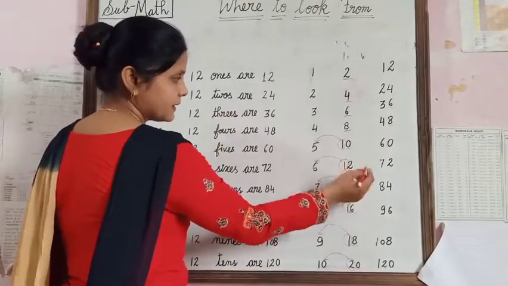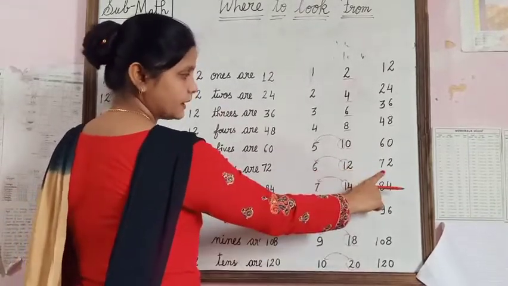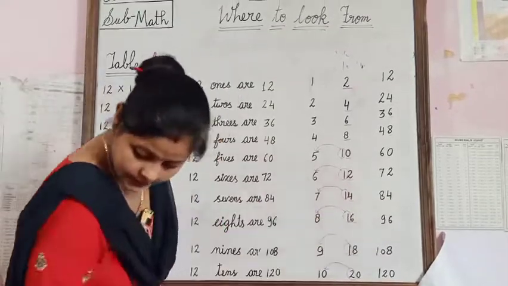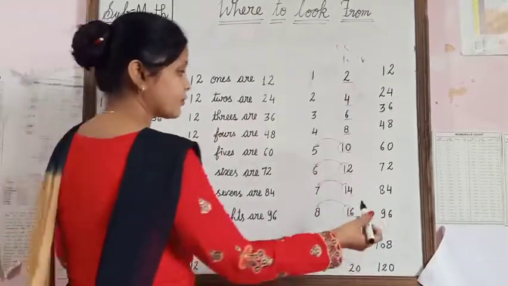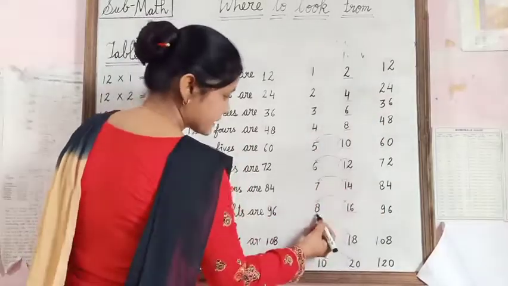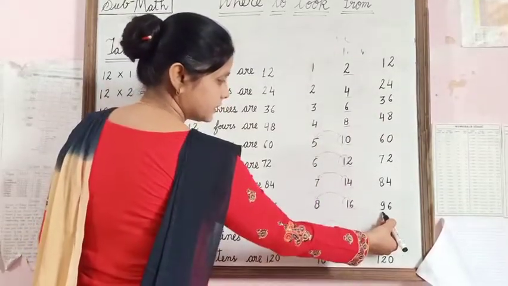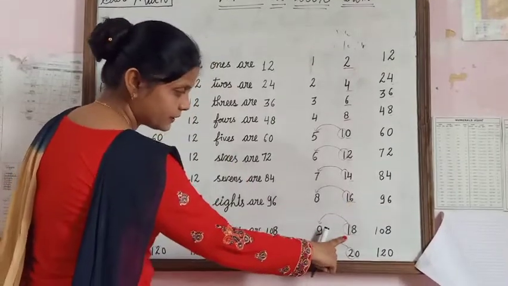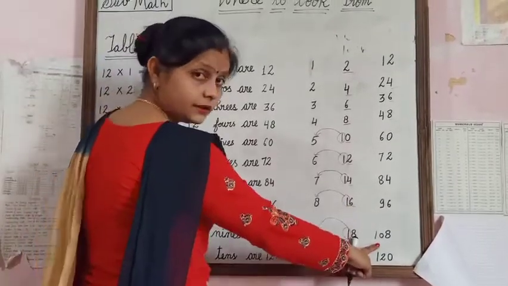6 and 1 is 7, so write down 7 here. 7 and 1 is equal to 8, so write down 8 here. 8 and 1 is 9. Then 9 and 1 is 10. 10 is there.